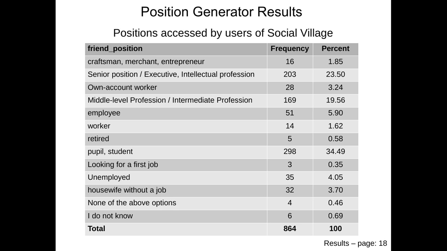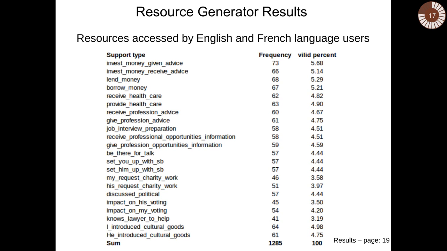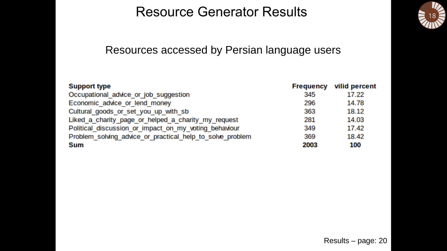And then the resource generator results, based on the name generator and position generator: we asked who is your friend, and then we asked about the supports they are providing to each other, some kind of supports they are giving and some kind of supports they are receiving. And we see that they are getting supports.